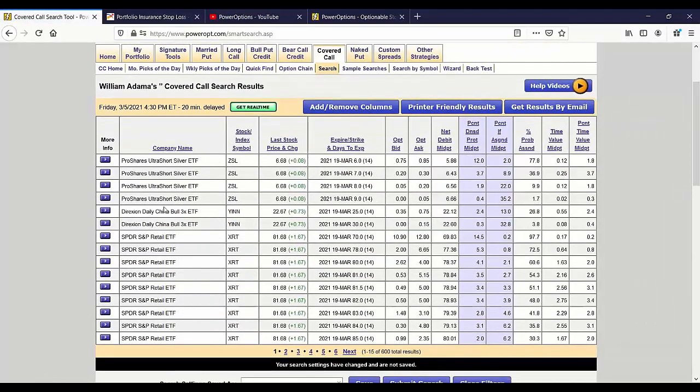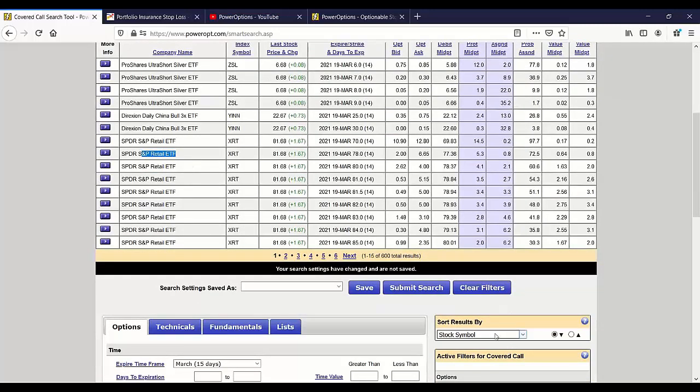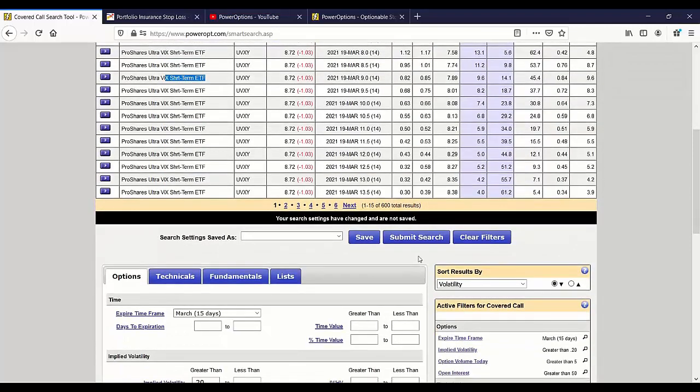And here's what we would expect to see. I'm going to have to make a change to this real quick, and that's perfectly fine. We see some ultra short silvers, a China 3 times bull ETF, and XRT, the retail ETF, is in here. I'm only sorting right now by the stock symbol, so I'll change that. Okay, we're going to go highest to lowest. And the VIX short-term ETF, UVXY, has the current underlying highest volatility, Robert, in that case.